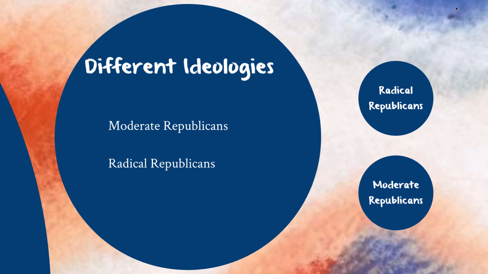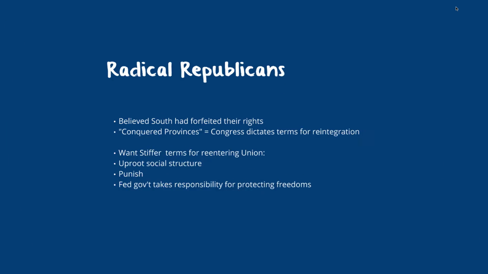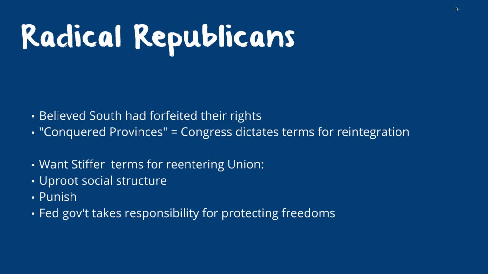Why can't they agree? This is why we have to talk about the ideologies at play here. Who are the radical Republicans and who are the moderates? Radical Republicans believe that the South, when they seceded, essentially forfeited their rights. They say, you don't want to be a part of the United States? Okay, great. Well, once they lost the war, they are now conquered provinces, and as such, losers don't get to dictate the terms of the peace.